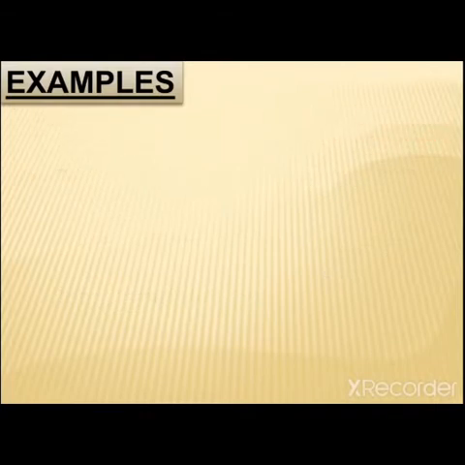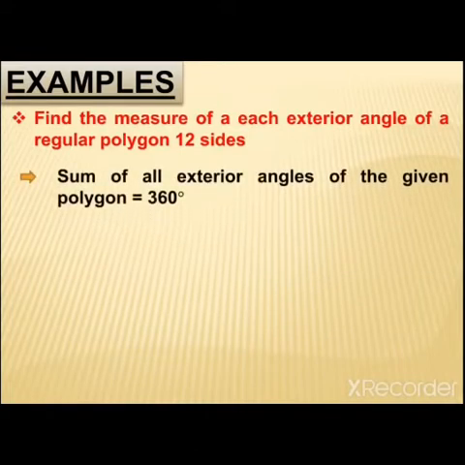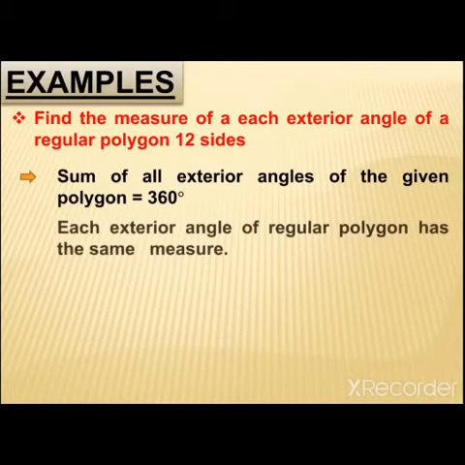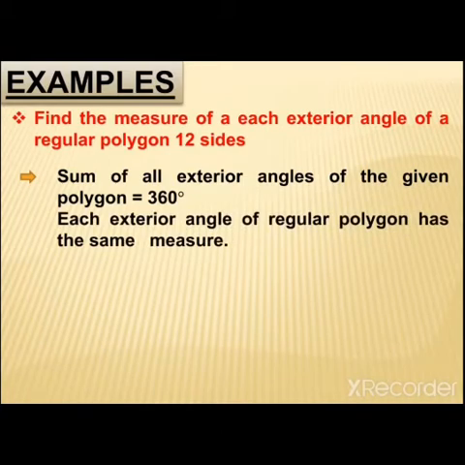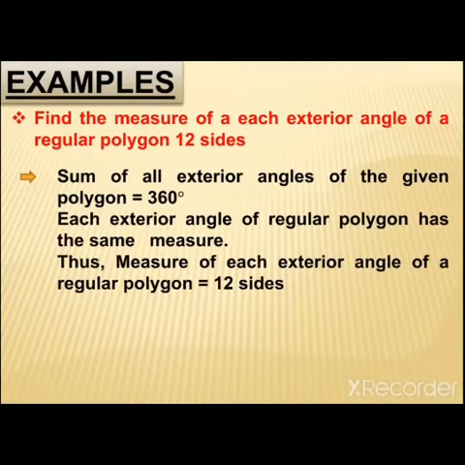Let us take another example. Find the measure of each exterior angle of a regular polygon with 12 sides. Now here the number of sides is given, the measure is not given. Sum of all exterior angles of the given polygon equals 360 degrees. Each exterior angle of a regular polygon has the same measure. Thus, the measure of each exterior angle of a regular polygon with 12 sides means 360 degrees divided by 12. So the answer is 30 degrees.